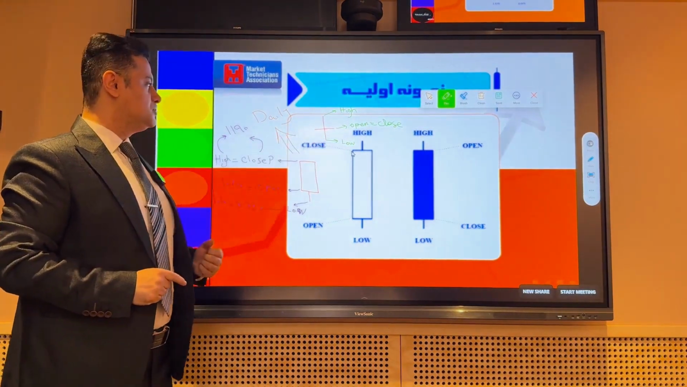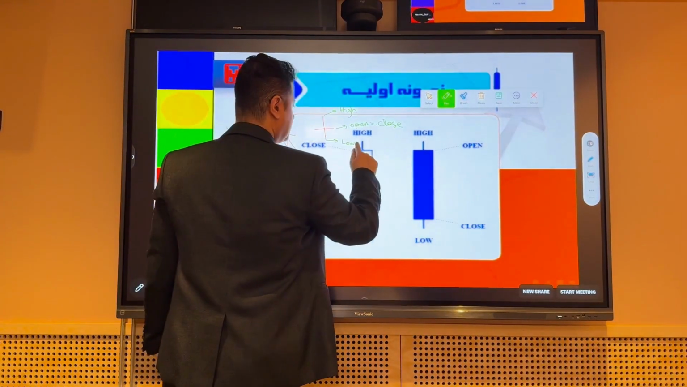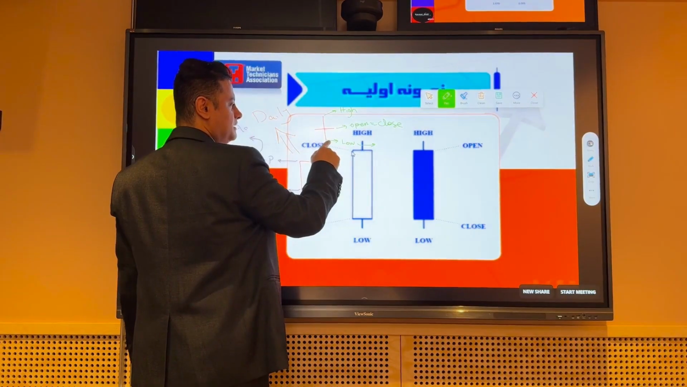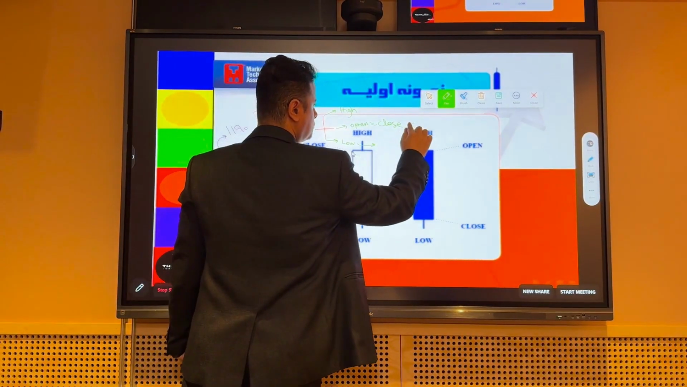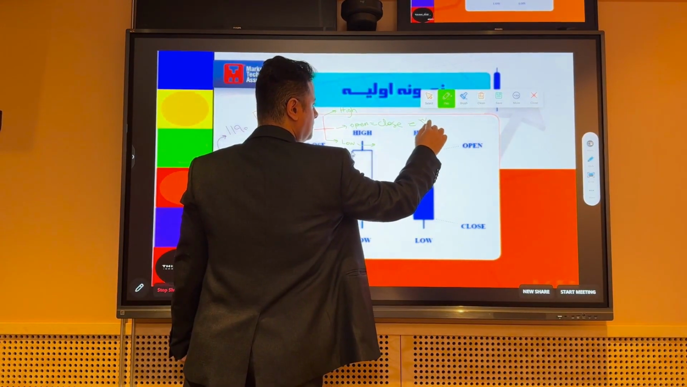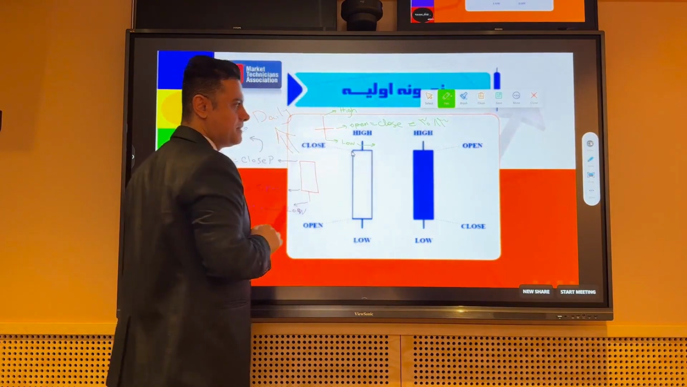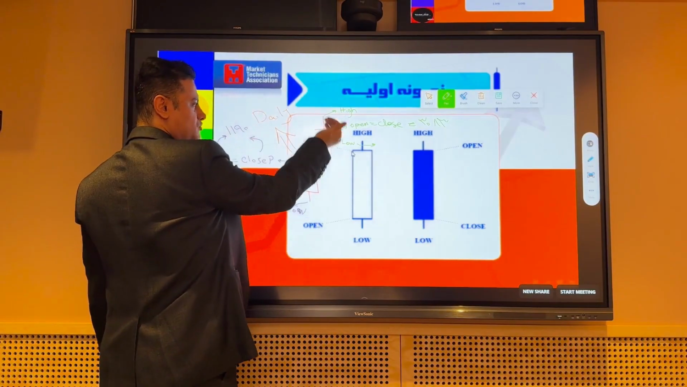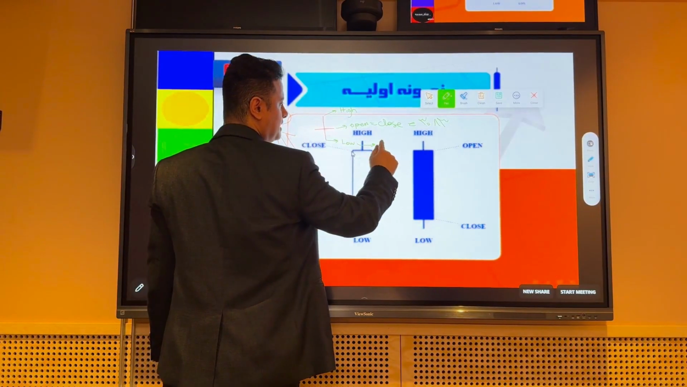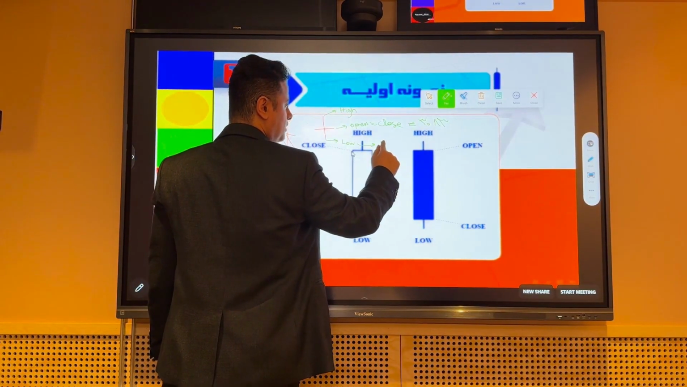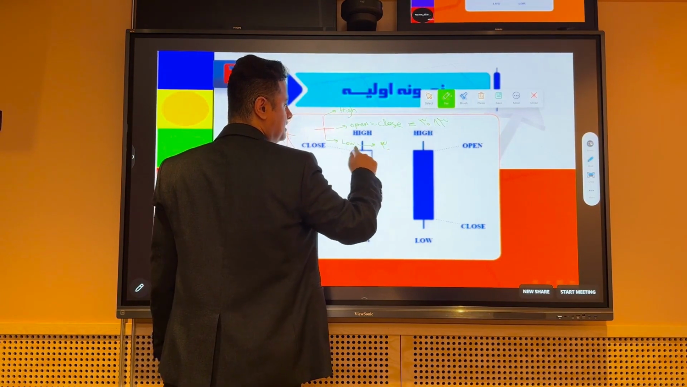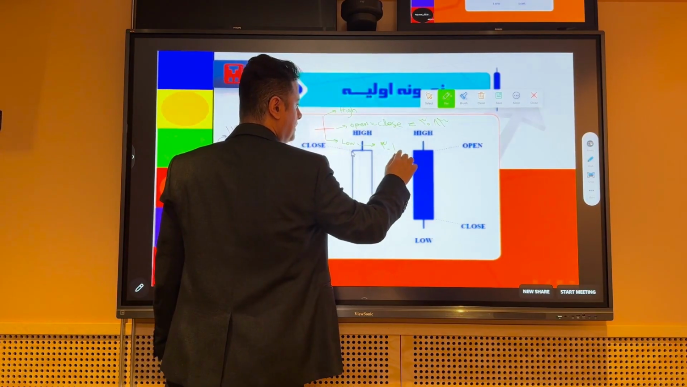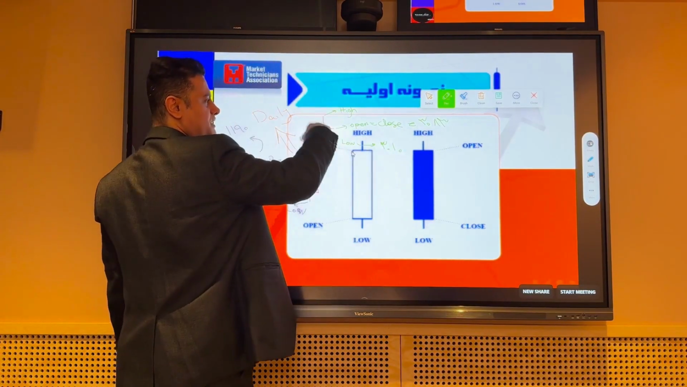What would a numerical example look like in the market? For instance, imagine Bojnord Cement shares opened here at 9 a.m. At what price did it open? For example, it opened at 3,083 rials. This share opened at this price. It hit various prices throughout the day, even reached, for example, 3,010 rials. And again, experienced different prices.